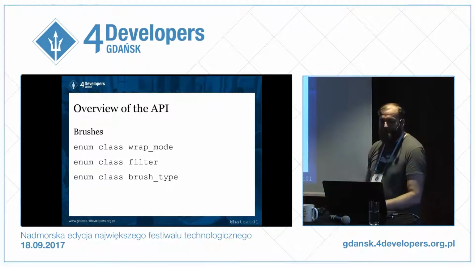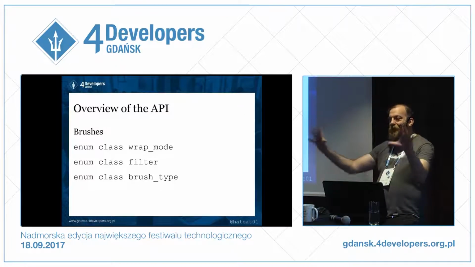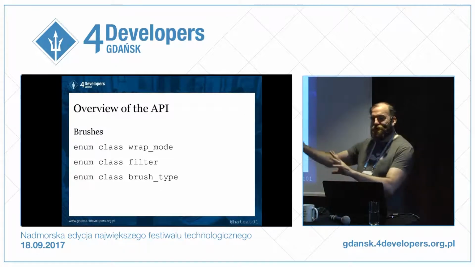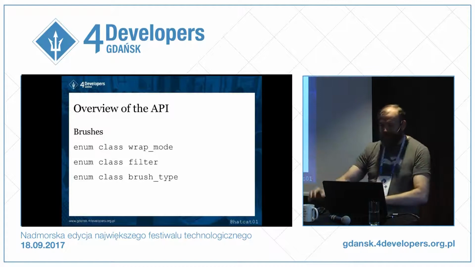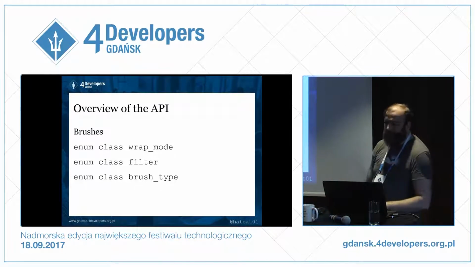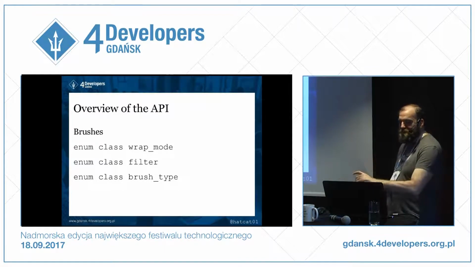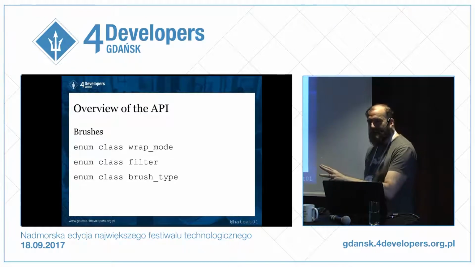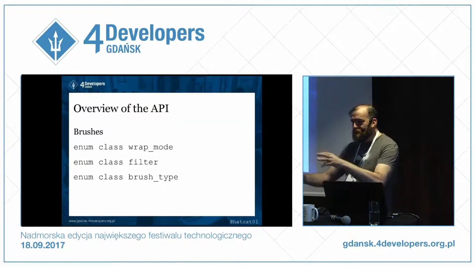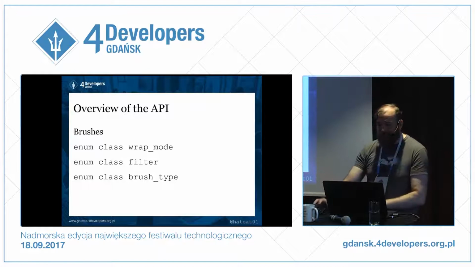We've got a wrap mode, and that dictates what happens when you try and sample outside of the brush. You're going to wrap around, you're going to stretch, you're going to just do nothing. We have filters to tell you how to deal with sampling from a pixel map. So this is things like, do you want to use the nearest color or bilinear filtering between 2 points, and that sort of thing. And there are 4 brush types.